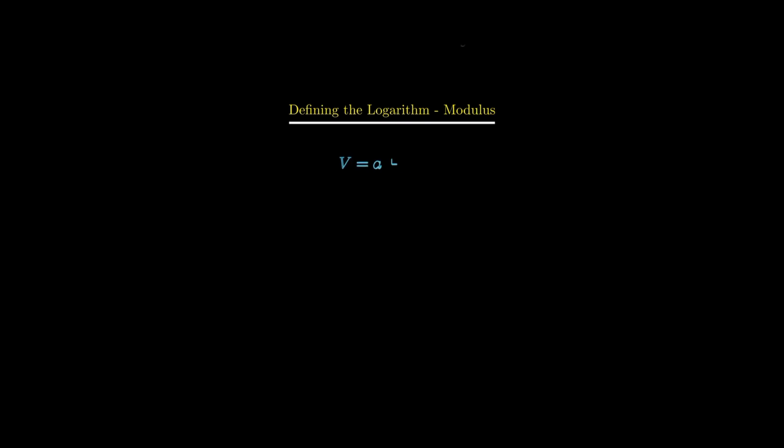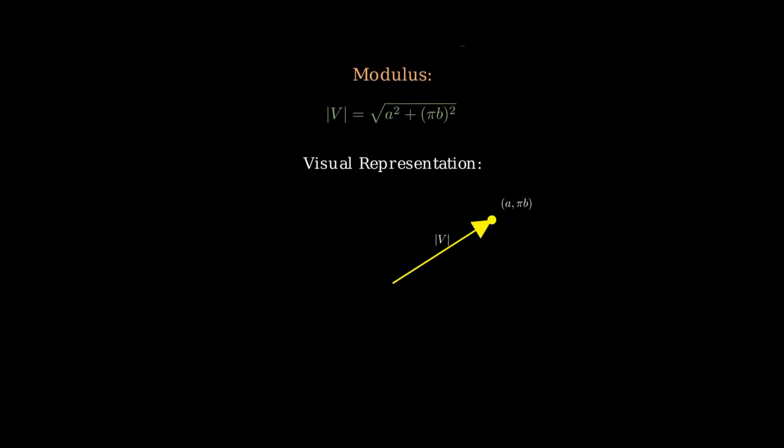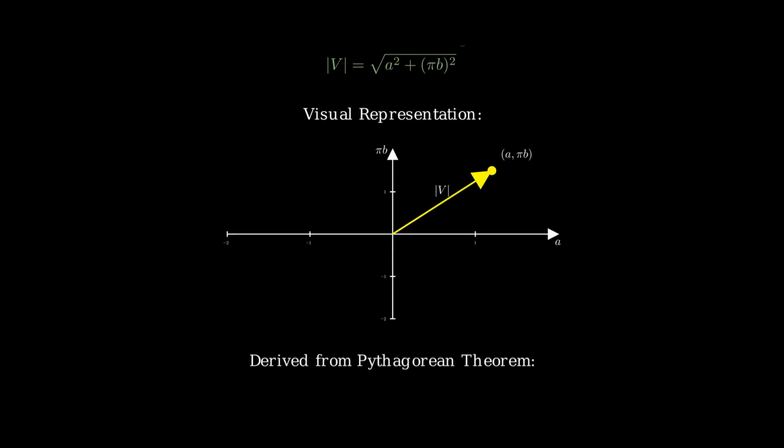Let's define the logarithm for a virtual number v equals a plus bj, as long as it's not 0. First, we need the modulus, or the size of v. In virtual numbers, that's the square root of a squared plus pi times b squared. Notice the pi, it's because j scales differently than i in complex numbers. Picture it like finding the length of a vector in a virtual space.